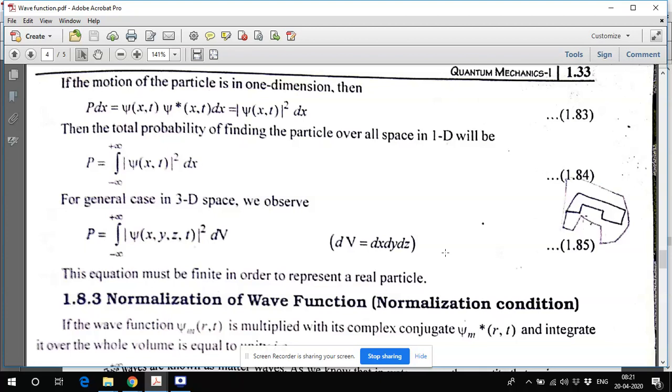Next, some of the characteristics and the Schrodinger equation I will take in the next lecture.